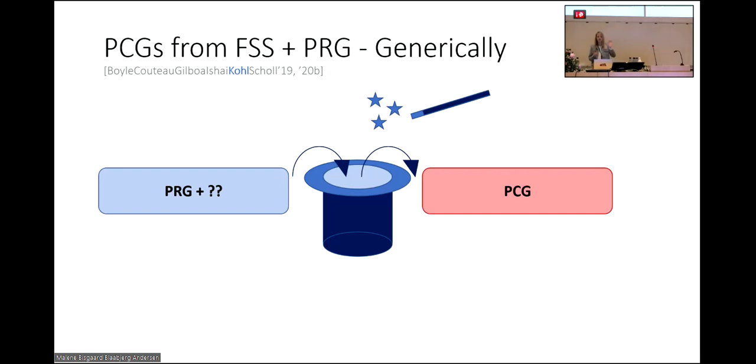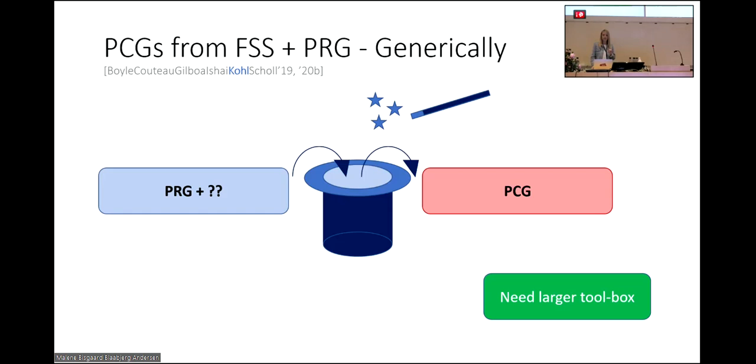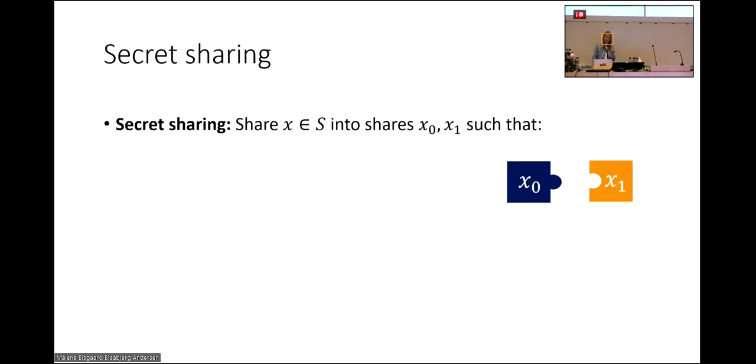And so what we want is, a PRG seems good, we want pseudorandomness, then some magic happens and we get a PCG, say a PCG for OT. And how do we get there? We need a larger toolbox.